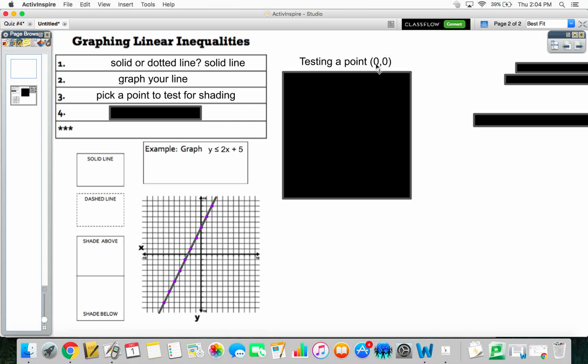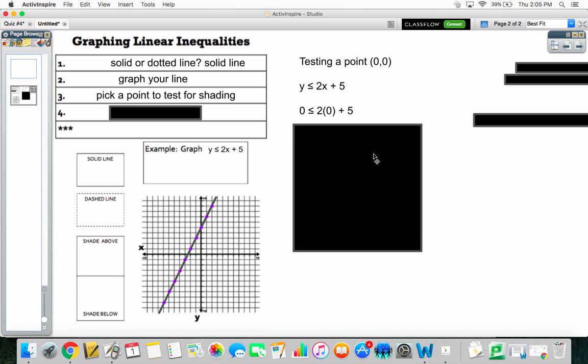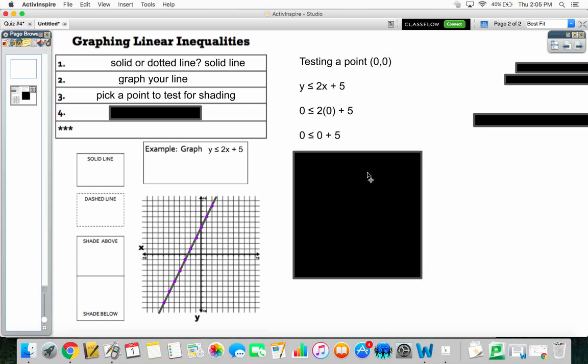So you're going to plug in a 0 for the x value and a 0 for the y value. So if you use your equation, I have y is less than or equal to 2x plus 5. I have then plugged in 0 into the y and 0 in for x. I'll solve it and I get 0 is less than or equal to 0 plus 5.